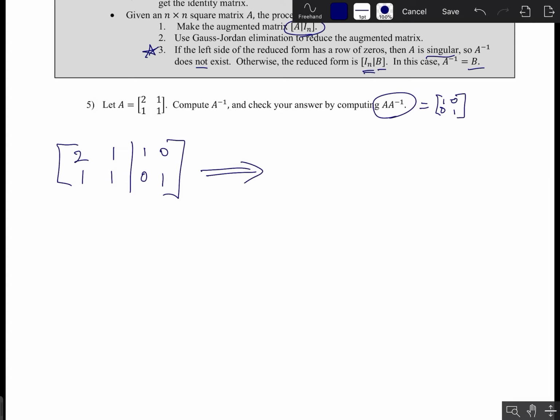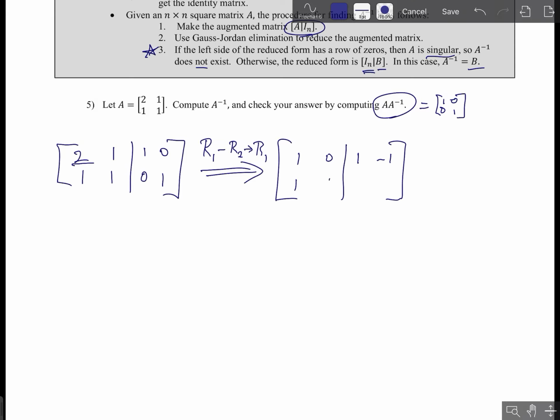So for example, if I wanted to get a 1 in this top left entry, which is usually our first step in Gauss-Jordan elimination, what I could do is maybe take row 1 minus row 2, and that would become the new row 1. So I'll take that step. I'm going to take the top row and subtract what's beneath it. So that would result in a 1, 0. But notice we have to apply this row operation to the entire row. So on the right side of the augmentation bar, I would get a 1 and then a negative 1 because I'm taking that top row and subtracting what's beneath it. And we didn't change the bottom row here, so the bottom row is still 1, 1, 0, 1.